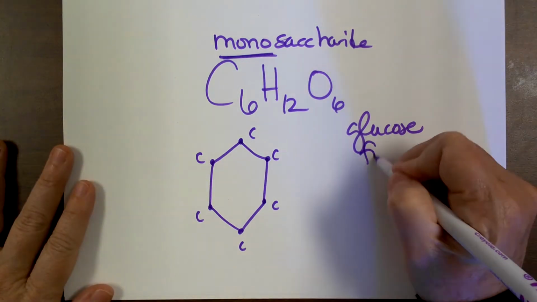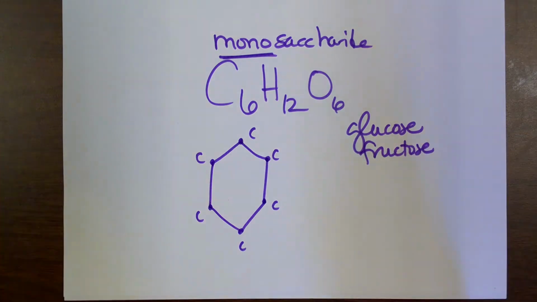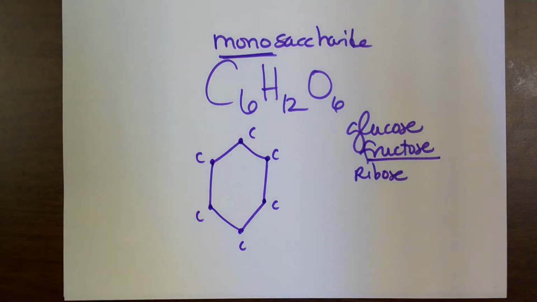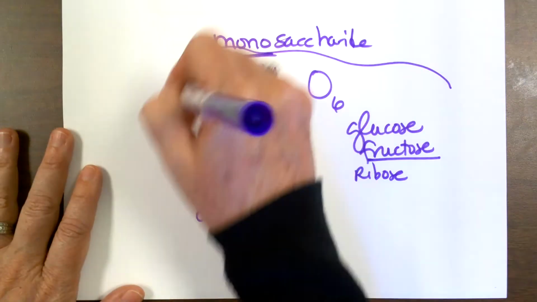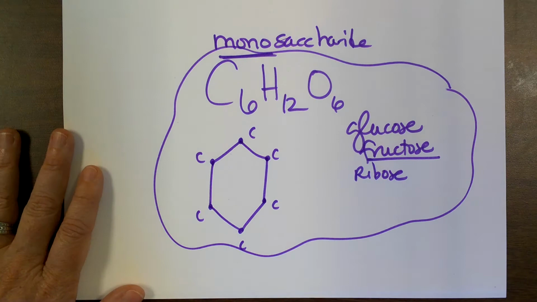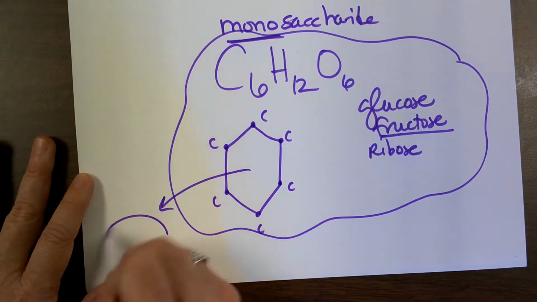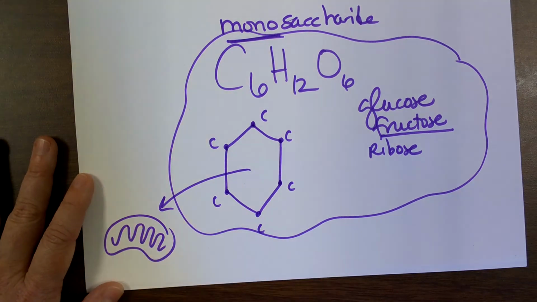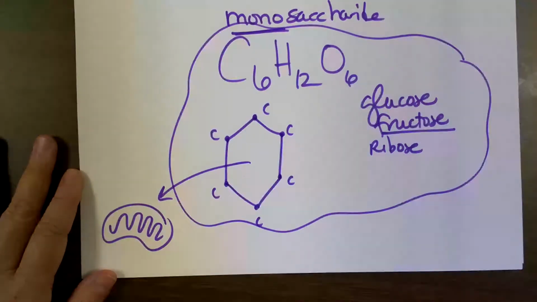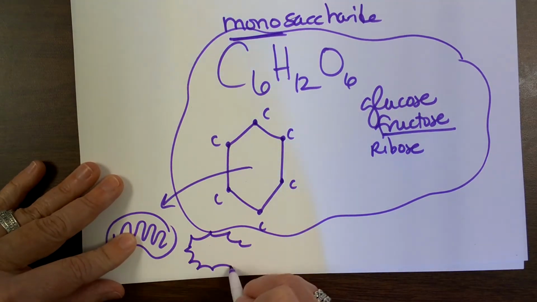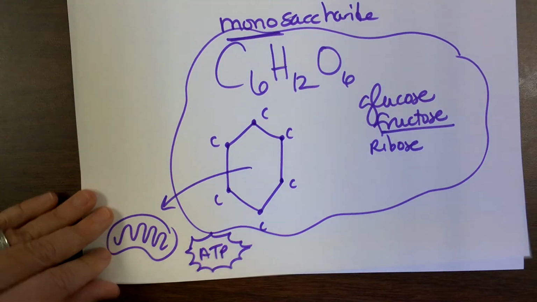But there's also fructose, which is a bit of a different derivative, and ribose. Ribose is the sugar that you find in RNA. But these are all monosaccharides and simple sugars. This is what your body loves to get because it can eventually go into your mitochondria, your powerhouse of the cell, which uses it to break it down and get energy. And our molecule for energy is ATP.